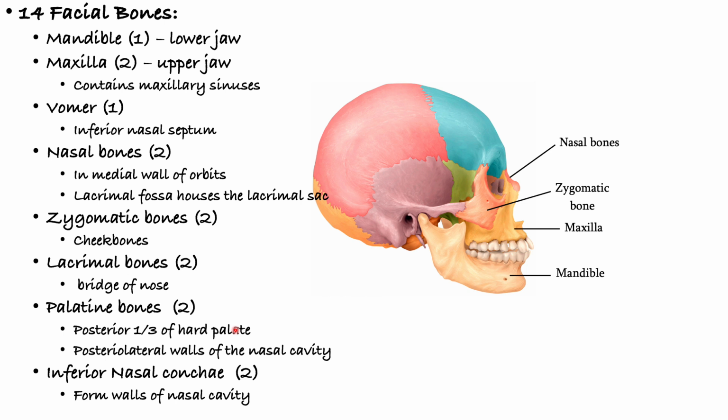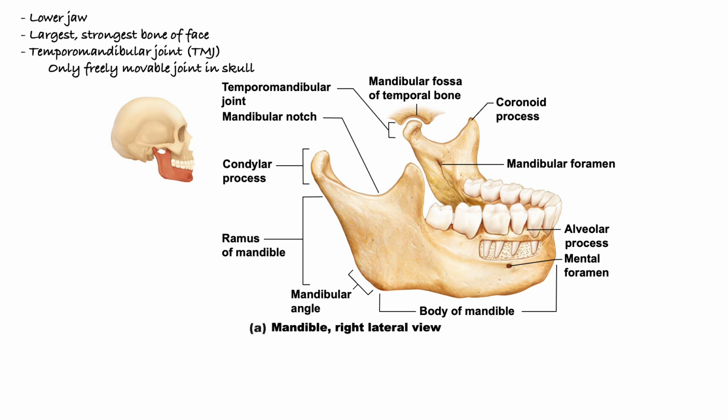So, for example, in cases where someone is born with cleft palate, usually it's not all, but some of the palatine bone or the maxilla bone did not fuse properly. So there's a connection between the nasal cavity and the oral cavity. And then there's the inferior nasal concha, which forms the wall of the nasal cavity.